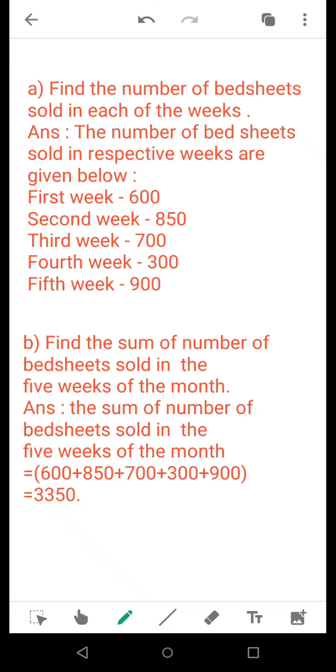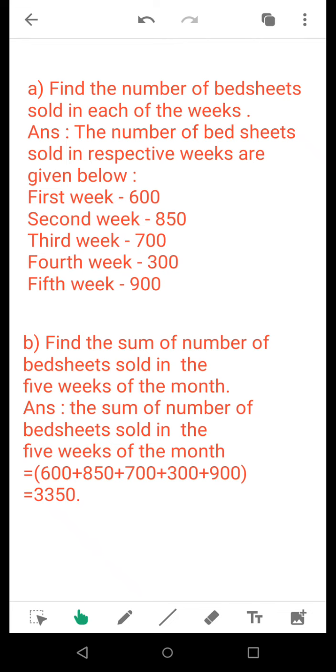See that in the first week it is 600, second week 850, third week 700, fourth week 300, and fifth week 900. So, if this question is also not asked in a particular question, still I'll advise students you must find this out in any of the bar graphs given, because if you find out them, then it would help you in other questions also. As we proceed, you can understand it.